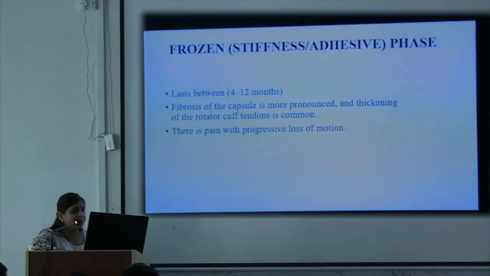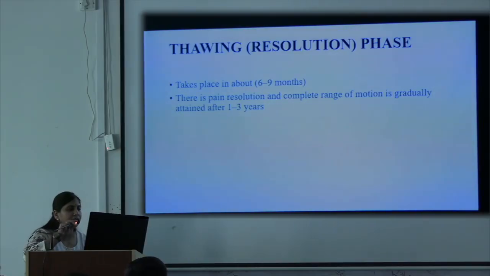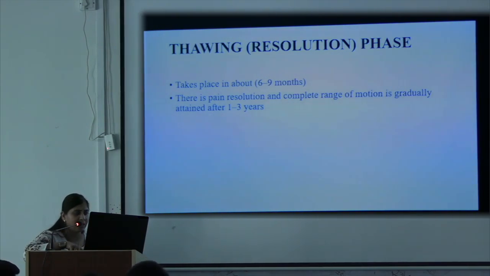Second one is the frozen phase. It lasts between 4 to 12 months. Fibrosis of the capsule is more pronounced. Thickening of the rotator cuff tendon is common. There is pain with progressive loss of motion. And third one is the thawing phase, which takes place about 6 to 9 months, there is pain resolution and complete range of motion is gradually attained after 1 to 3 years.